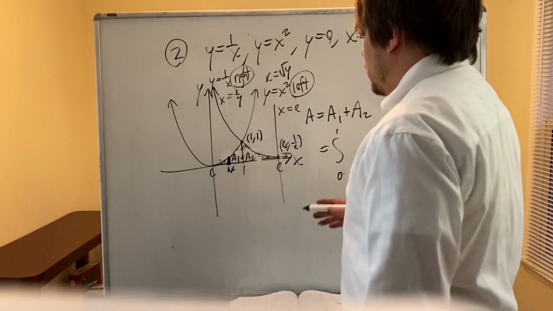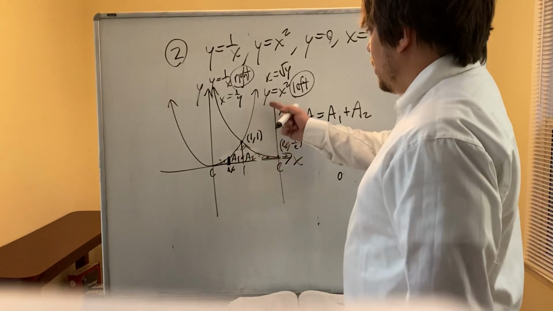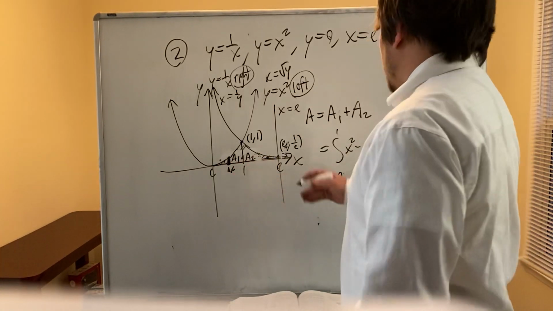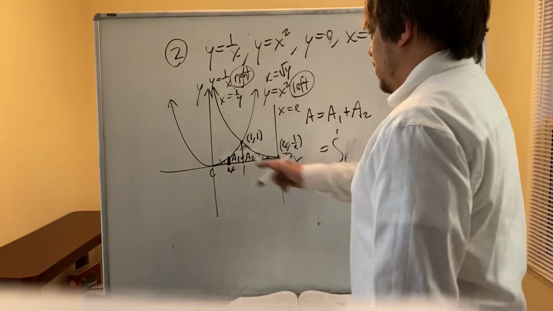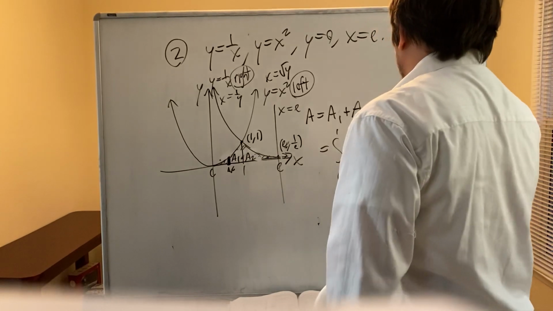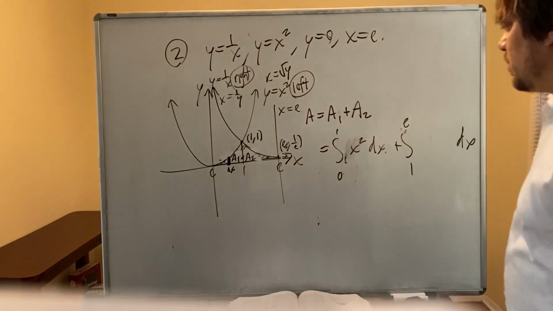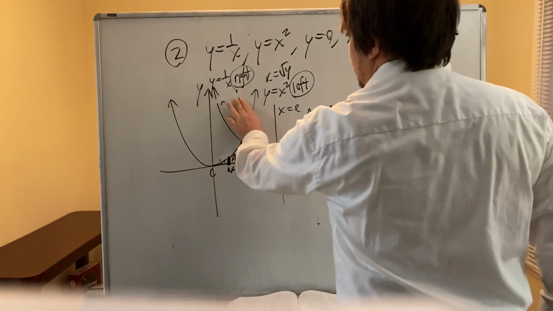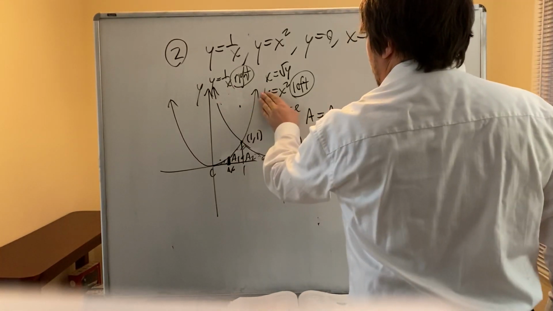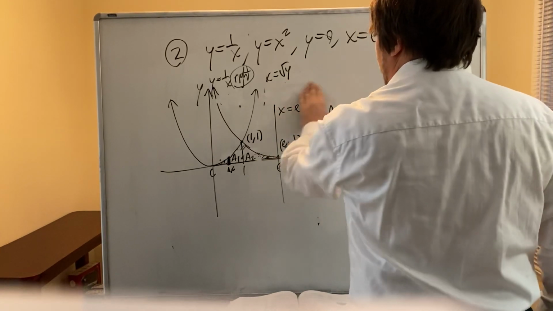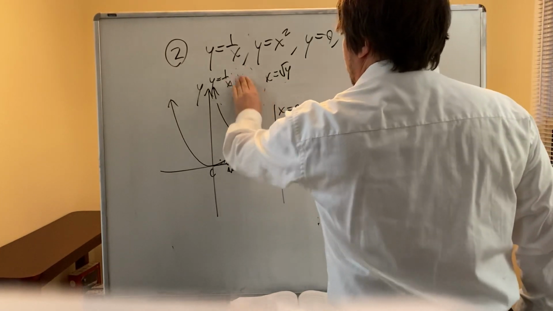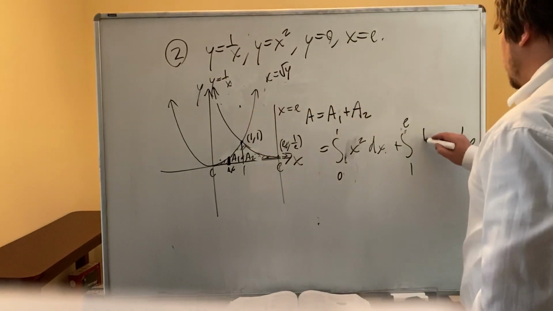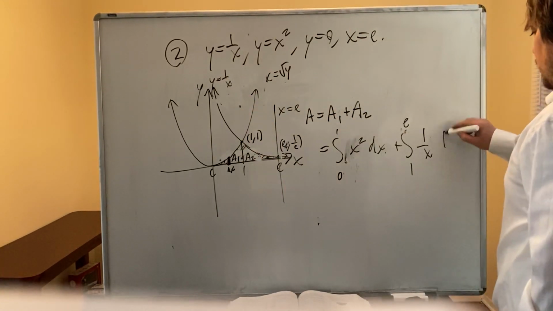And so now what's the height? It's just x squared. And so now it's the definite integral from 0 to 1 of x squared dx. All right, and now this one is 1 over x here. It's not a left or right function. So now it's 1 over x dx here.